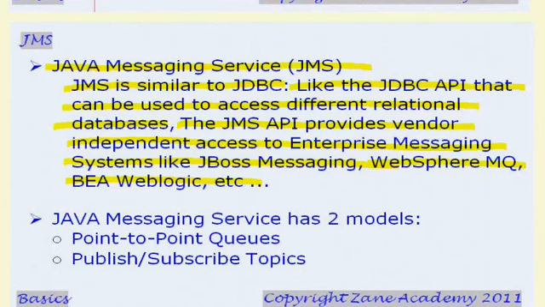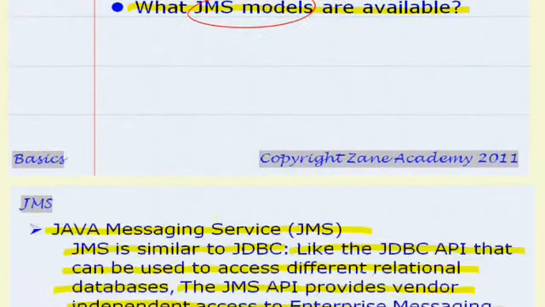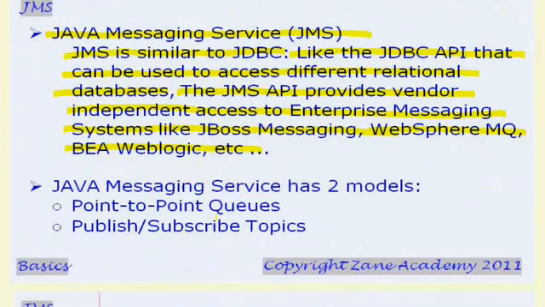Okay, very good. The second question was what JMS models are available, and essentially we have two models. We have the point-to-point queues model, and we have another model, which is the publish-subscribe topics model. So you publish and subscribe to topics. So we have two models for JMS.